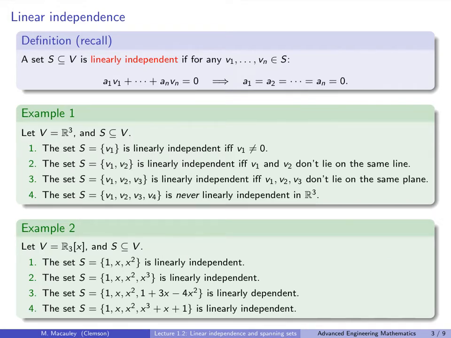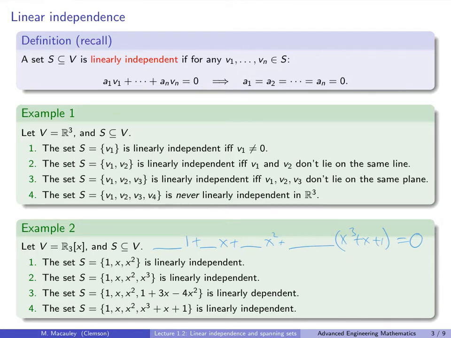Finally, the following set, 1, x, x squared, and x cubed plus x plus 1, is indeed linearly independent. Now this probably isn't obvious right away, but we'll check it the same way that we did the previous examples. We'll try to write a linear combination, so something times 1 plus something times x plus something times x squared plus something times x cubed plus x plus 1 equals 0. So how do we get a linear combination of this to be 0?